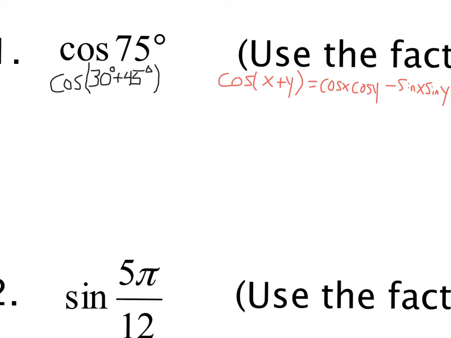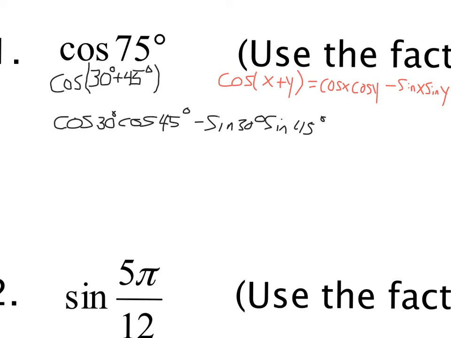So that's why we broke it up into those two numbers, because we can use our unit circle to get those exact values. Now I'm going to plug into that formula: cosine of 30 degrees times cosine of 45 degrees minus sine of 30 degrees sine of 45 degrees. Now you can use the unit circle, or draw one off to the side. 30 degrees would be right there, which is the point where my x value is square root of 3 over 2 and my y value is 1/2. And 45 we know is square root of 2 over 2 for both the x and the y value.